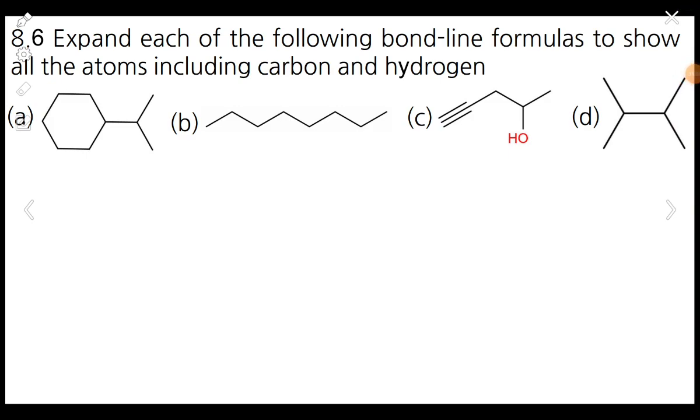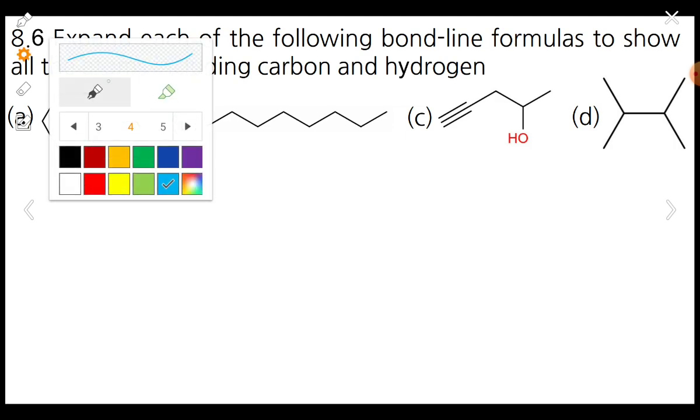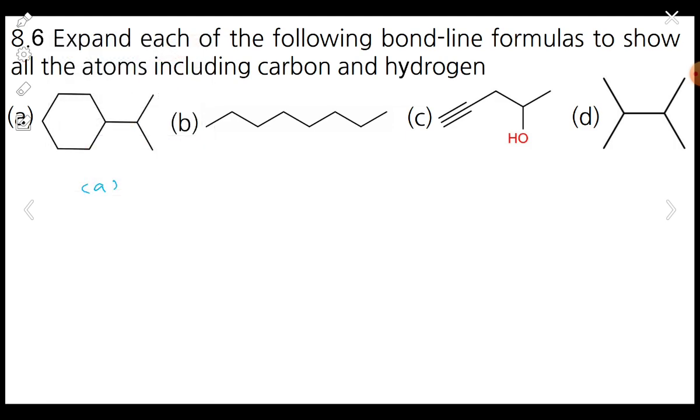8.6, expand each of the following bond line formulas to show all the atoms including carbon and hydrogen. So this is simply the opposite question of the previous two, right? They have given the bond line structure and asked you to write the condensed structures. So this should be easier for you by this time, right? Let's start with the first one. What will be the expanded or complete structure for the first one?